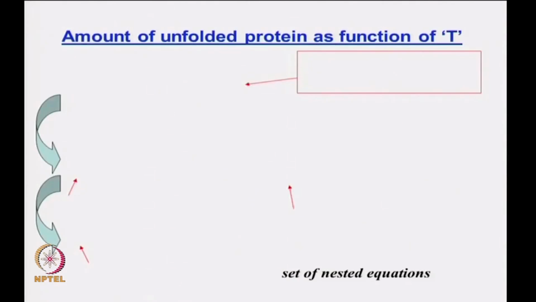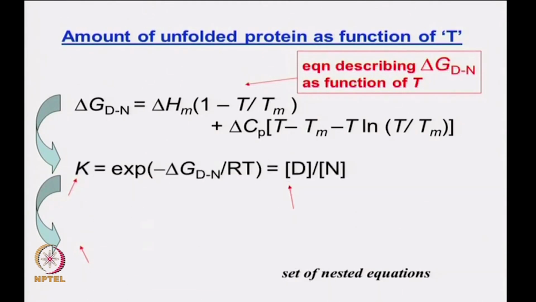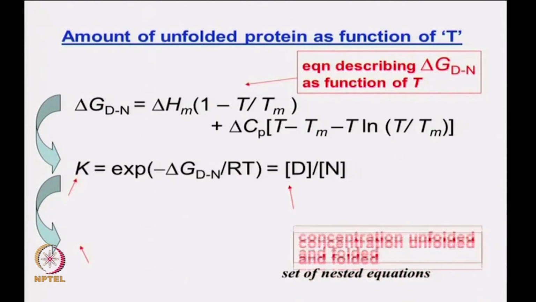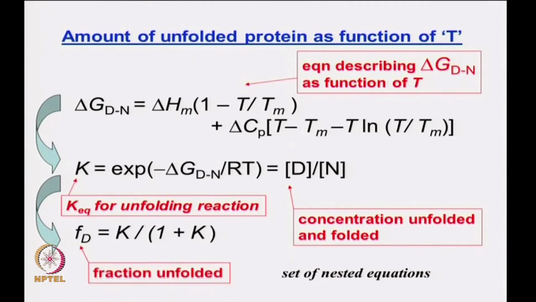Now, how do you actually fit your curve? Remember that we had these black circles or black dots, and there was a red line passing through the curve. That red line was the fit to the curve. It is called a non-linear least squares fitting routine, or a fit rather. So, this is what you do. This is an equation describing delta G unfolding, that means you are going from the native to the denatured state as a function of T. You have k, which is given by this relation. You have f d, which is given by this. I have derived that.